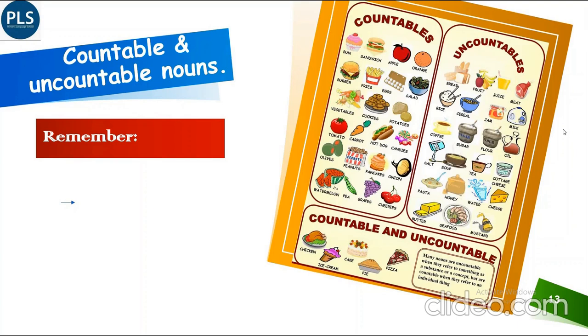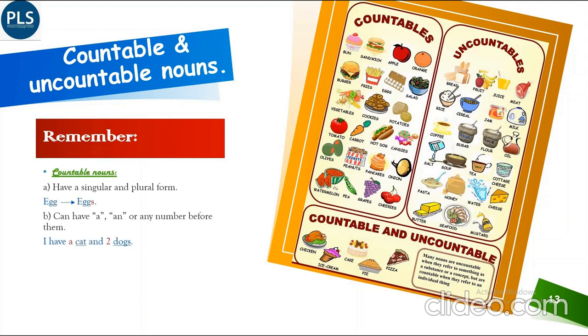For the grammar lesson for this unit, we are going to learn about countable and uncountable nouns. But first, let's remember what nouns are. Nouns are names of things, like people, things, food, or places, or whatsoever. So nouns are names. Now let's learn about the countable nouns. Nouns that we can count separately, like 1, 2, 3. Countable nouns have a singular and plural form. Plural form means that we can add s at the end of the noun to make it plural.